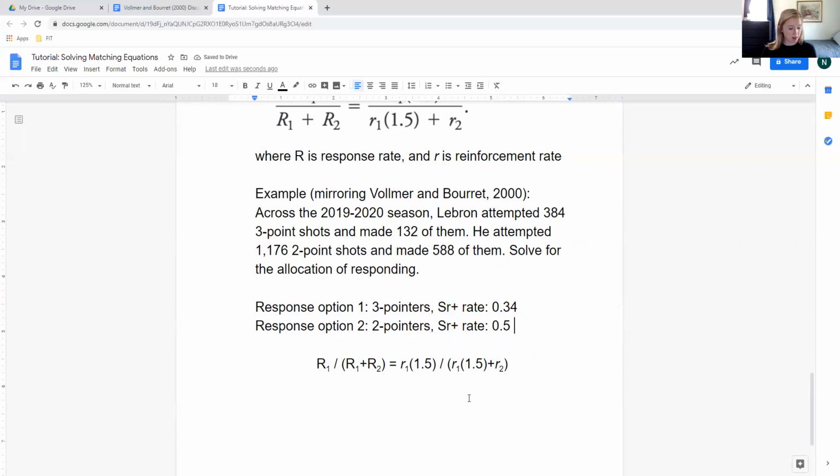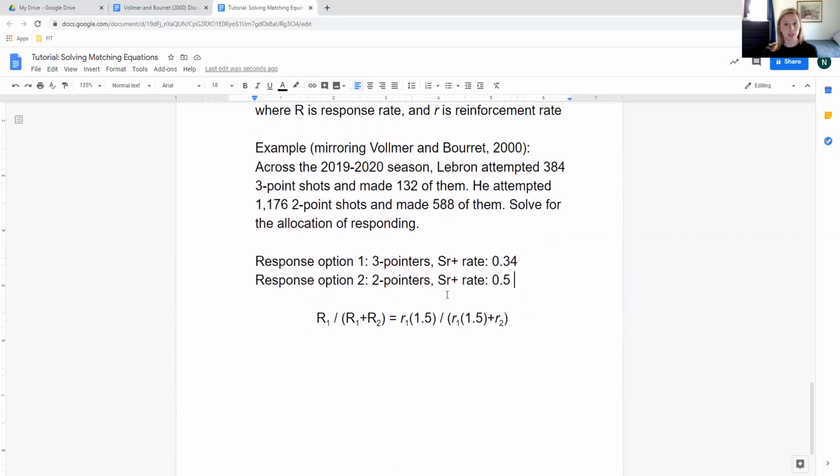Okay, so now that we have our reinforcement rate, and we still have our response rate because it's just those round numbers, we can look at solving our concatenated equation. I went ahead and wrote it out in a way that was more typical to what we had looked at previously. But similarly, we will solve for one half at a time, just because that's the easiest way to do it.